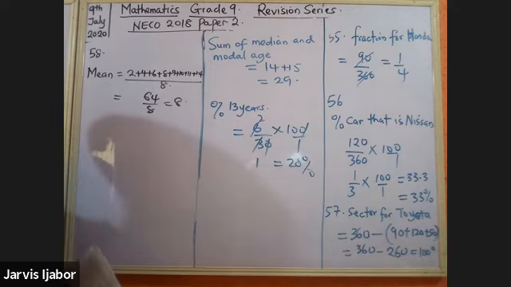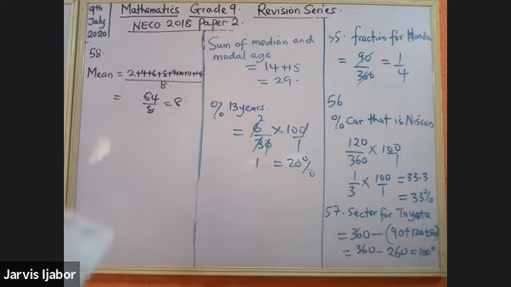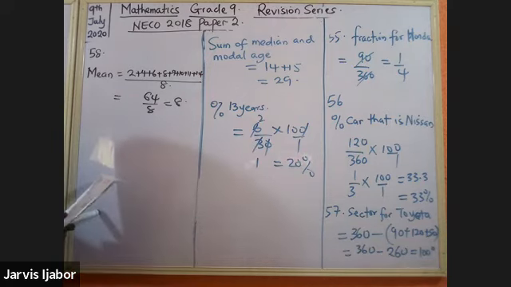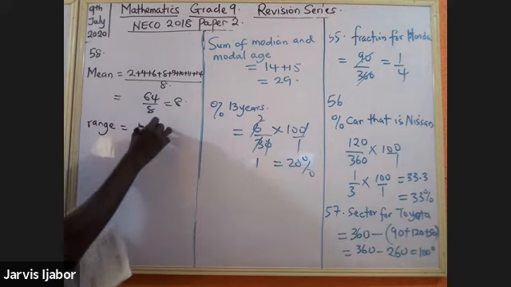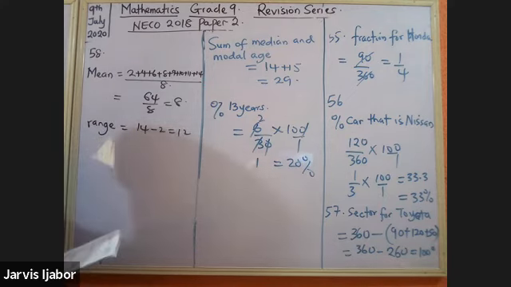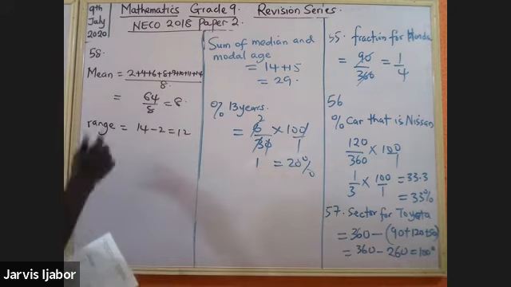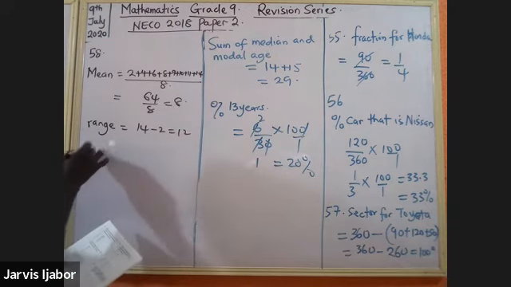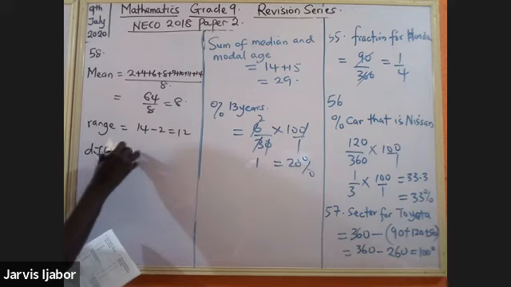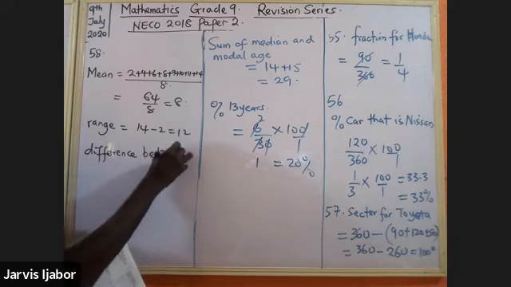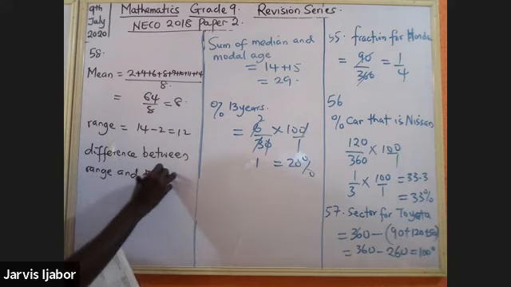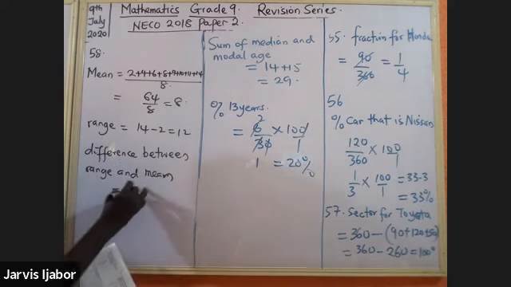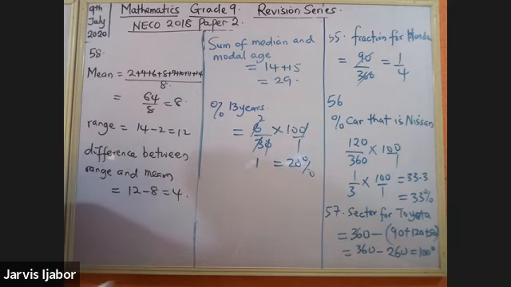Please confirm, for those who have solved, please confirm that the answer is correct. And then, what is the range? The range will be 14 minus 2, and that is 12. So what is now the difference? The difference between range and mean will be equal to 12 minus 8, and that is 4.